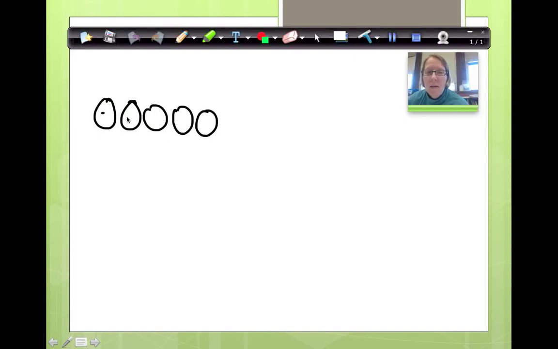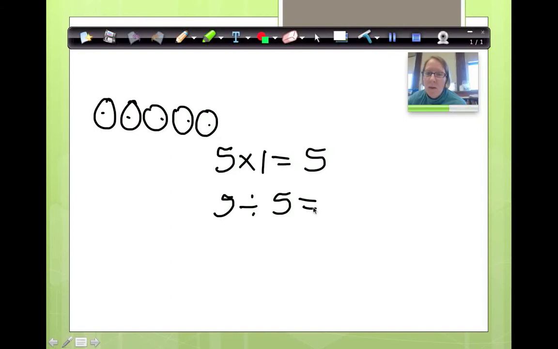Okay, I had 5 groups of 1, and that'll equal 5 dots. Well, let's change that. If I have 5 and I divide it into 5 groups, how much is in each group? 1.